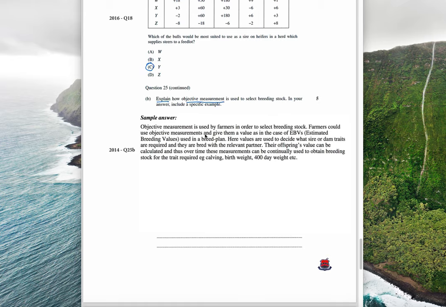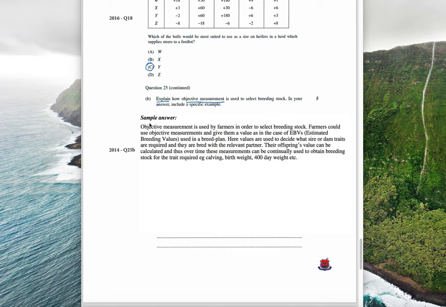So objective measurement is used by farmers in order to select breeding stock. Farmers could use objective measurements and give them a value, as in the case of EBVs used in a Breedplan. Here values are used to decide what sire or male or dam or female traits are required, and they are bred with the relevant partner. Their offspring's value can be calculated, and thus over time these measurements can be continually used to obtain breeding stock for the trait required, example calving, birth weight, 400-day weight. So you can see that they've given their industry example, the specific example, Breedplan EBVs. They've given the examples of the EBVs, which is absolutely required for this question.